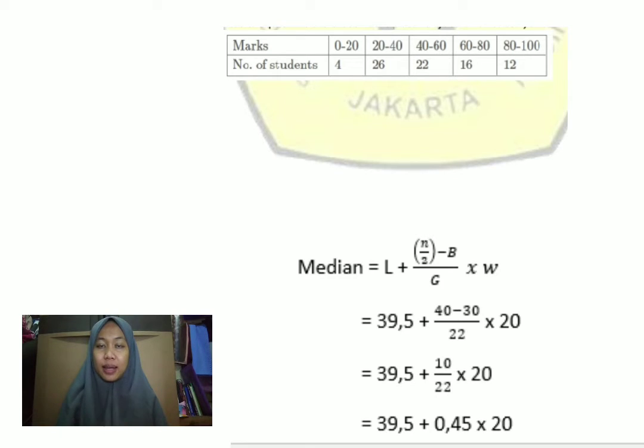Next, find the median, which equals L plus (N over 2 minus B) over G times W, equals 39.5 plus (40 minus 30) over 22 times 20, equals 39.5 plus 10 over 22 times 20, equals 39.5 plus 0.45 times 20, equals 39.5 plus 9. So the median is 48.5.